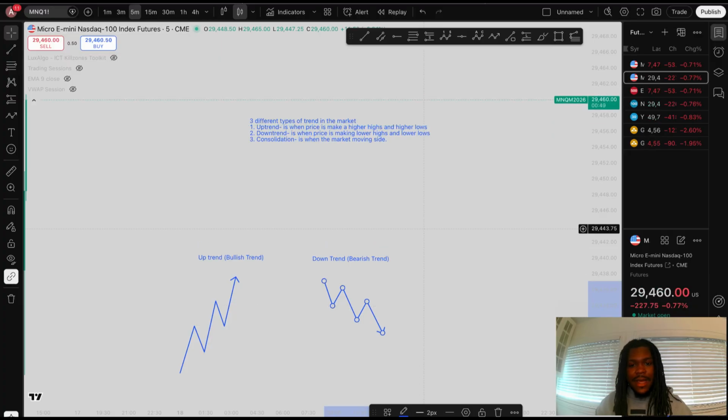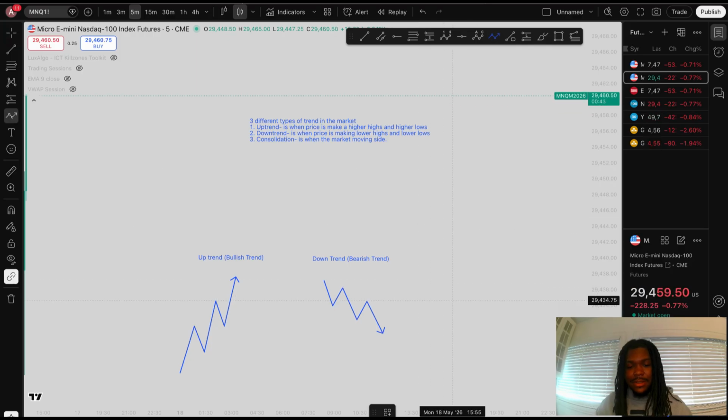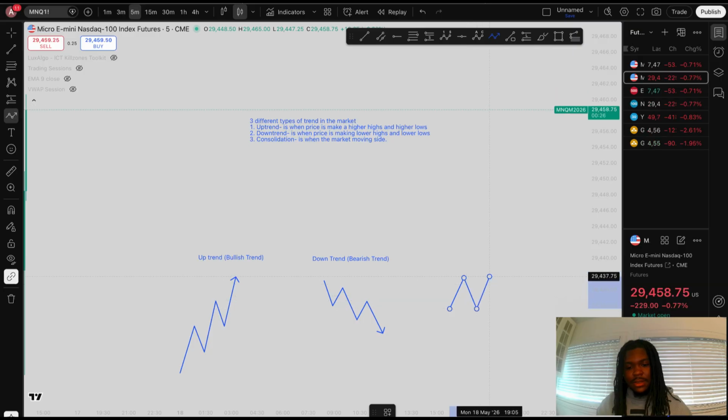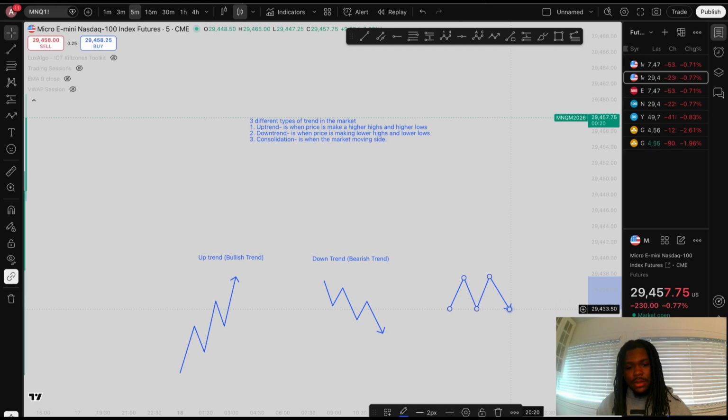And then lastly, you have consolidation. I'm gonna try to draw this as accurate as possible, but consolidation, basically, we call it chop. Well, I call it chop. You don't want to really be trading in consolidation, but consolidation kind of looks like the market's just moving from side to side, not really giving you any trend, not really telling you where it wants to go. I don't really want to try to spell consolidation again, but this is what it looks like.